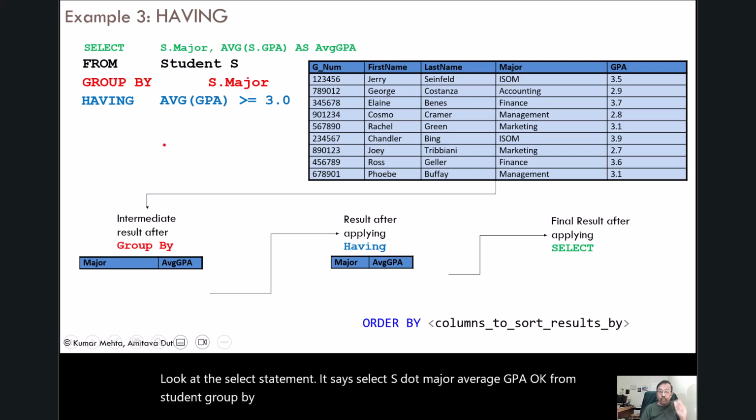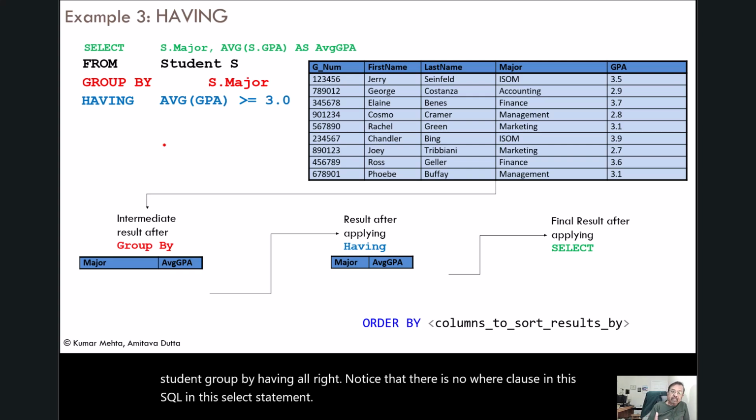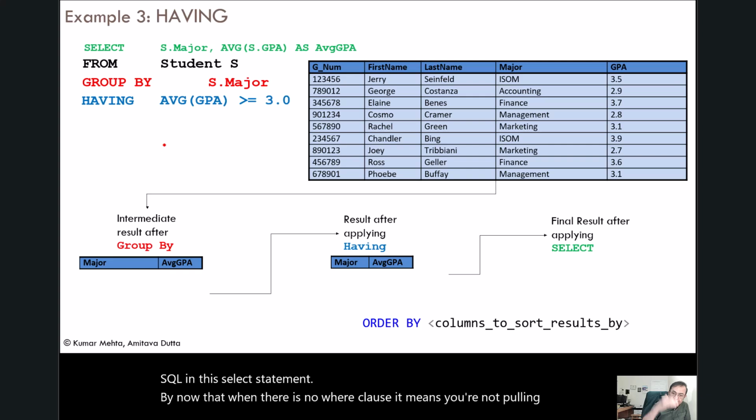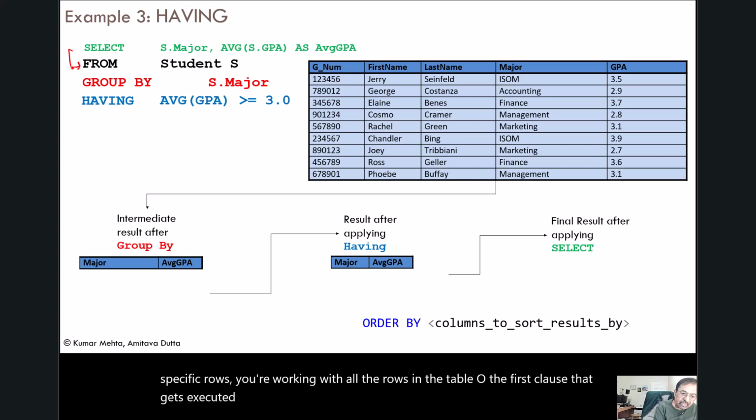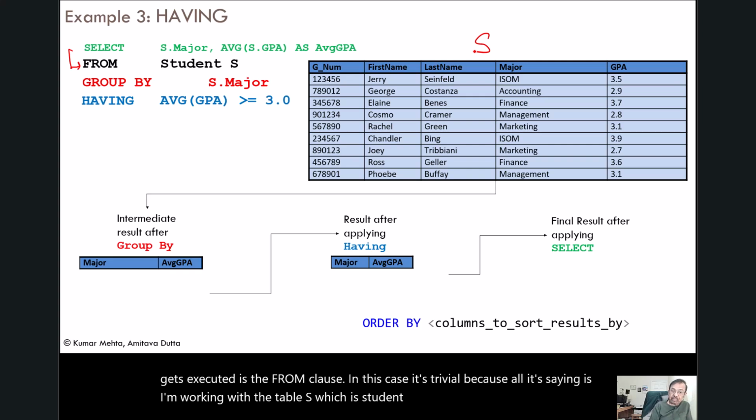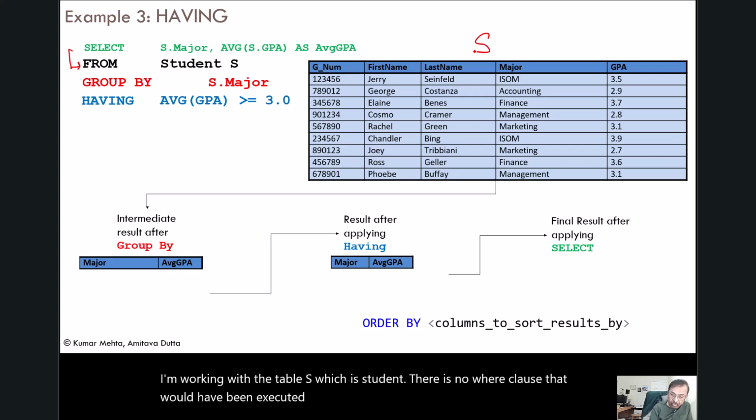Notice that there is no where clause in this select statement. You know by now that when there is no where clause, it means you're not pulling out specific rows. You're working with all the rows in the table. So the first clause that gets executed is the from clause. In this case, it's trivial because all it's saying is I'm working with the table S, which is student. There is no where clause that would have been executed next, meaning I'm working with all the records in the table.